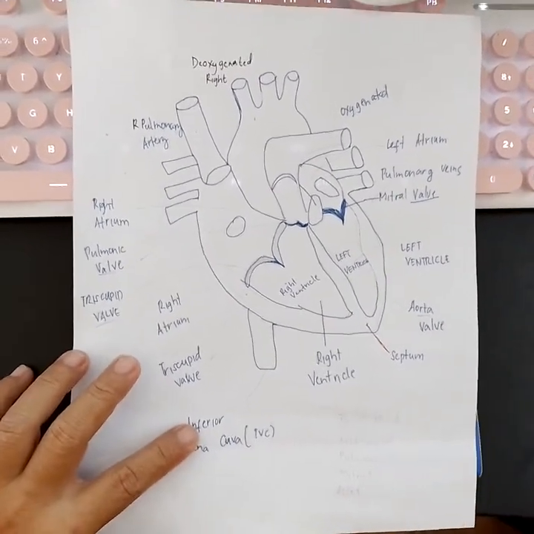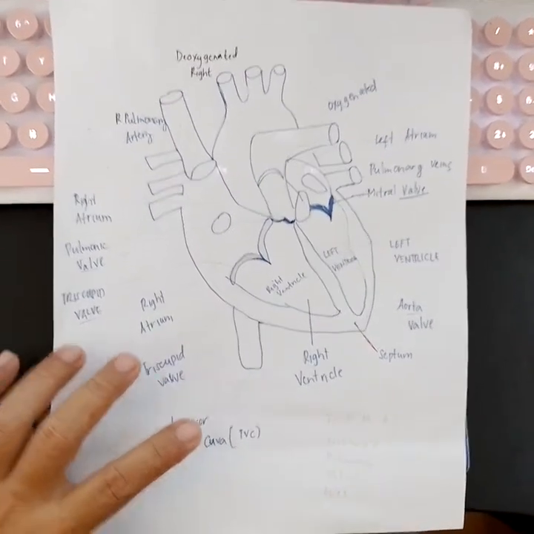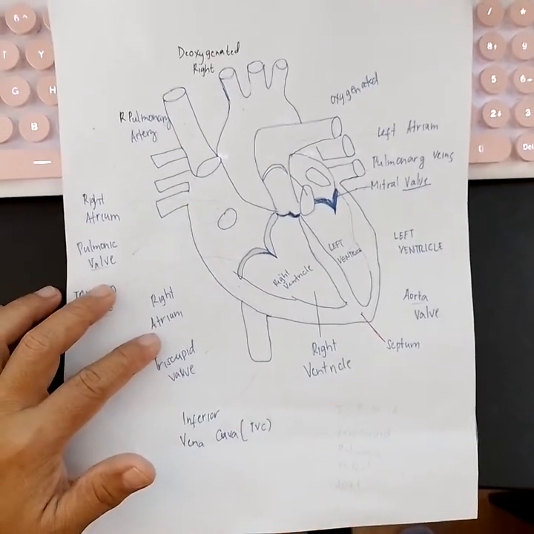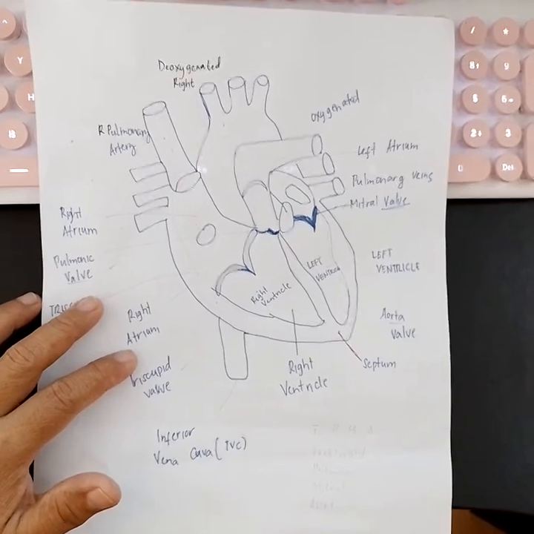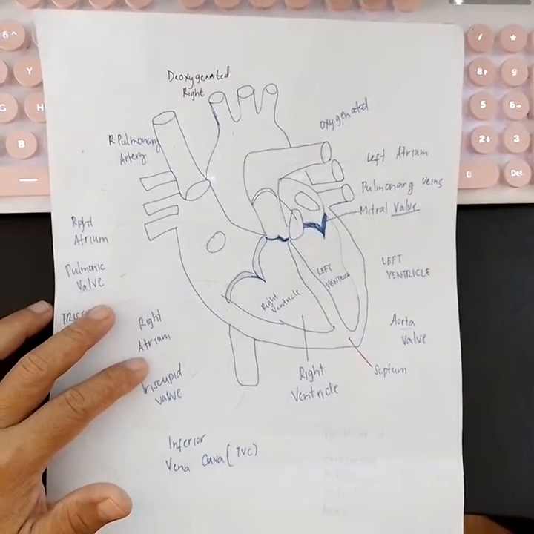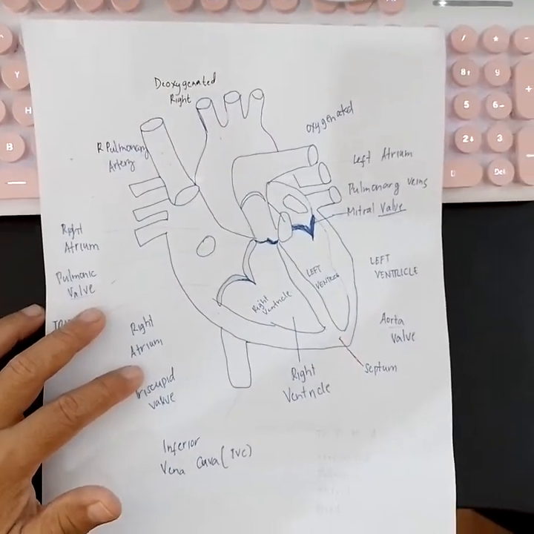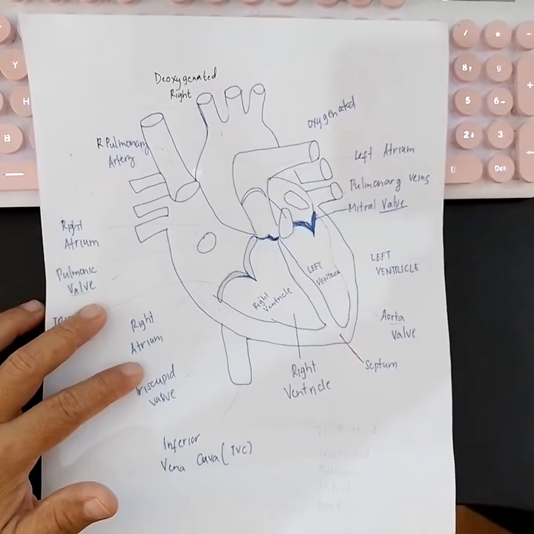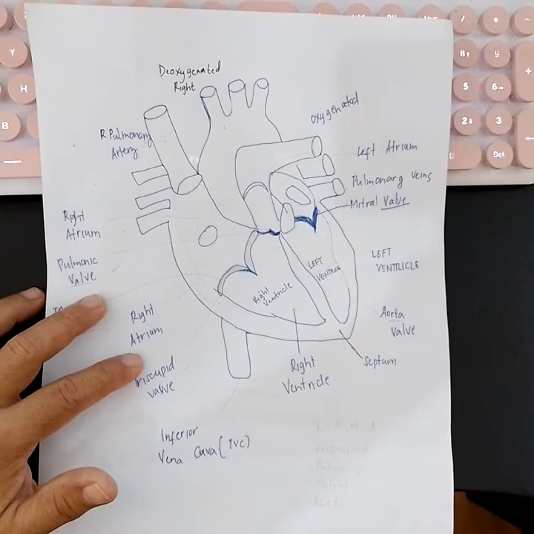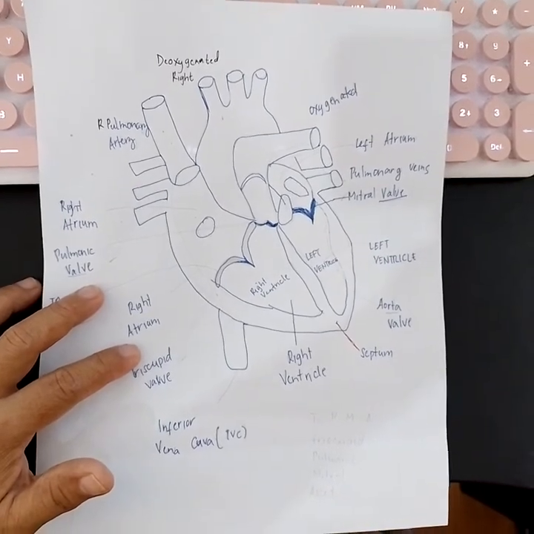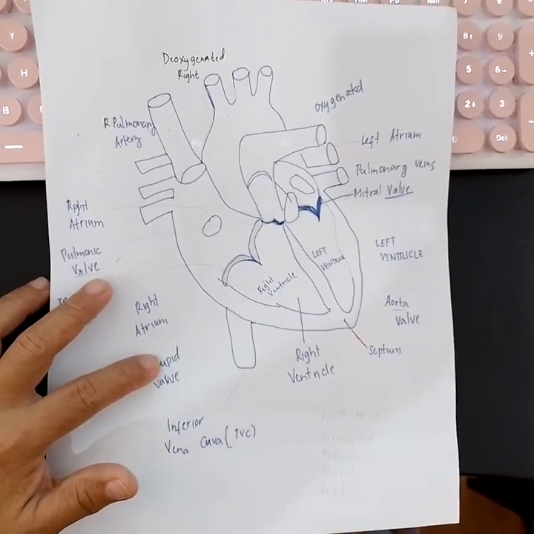Next, we have the pulmonary artery, which is going to carry the deoxygenated blood away from the heart and to the lungs to be oxygenated. From here, we have both the right and the left pulmonary veins, which are bringing the oxygenated blood back to the heart and emptying into the left atrium. And then finally, the aorta carries the oxygenated blood away from the heart to the rest of the body.